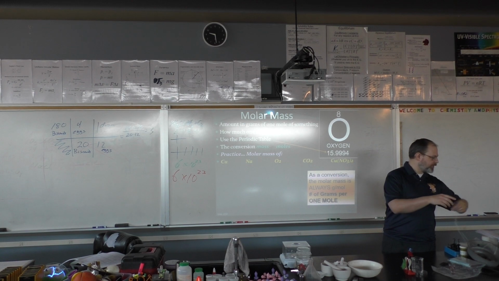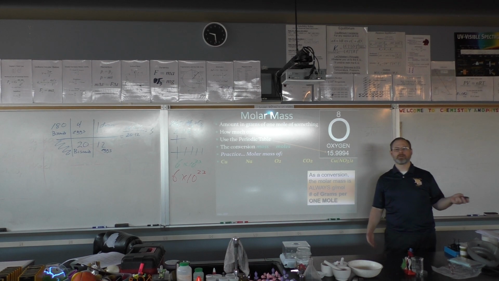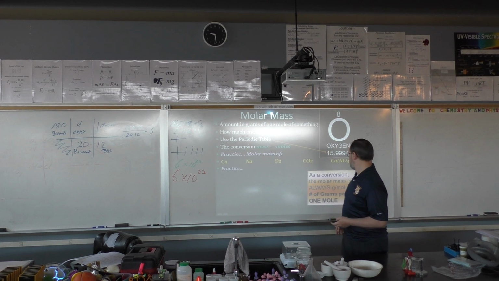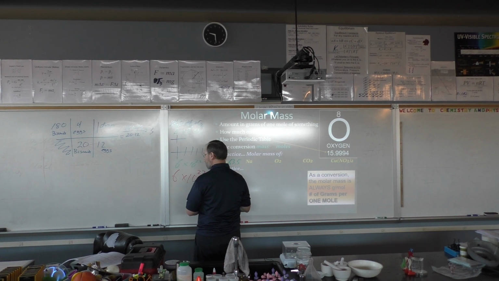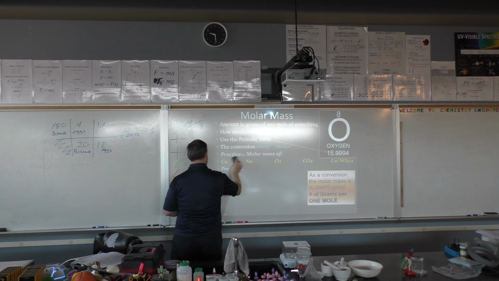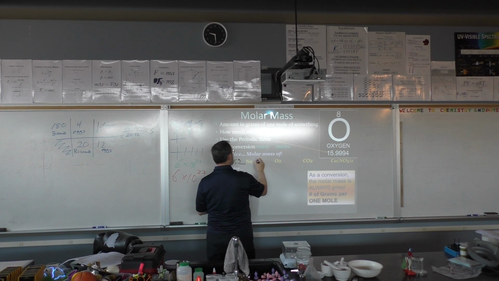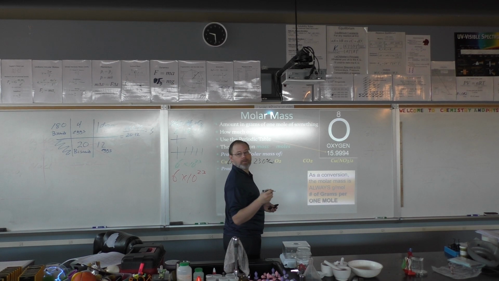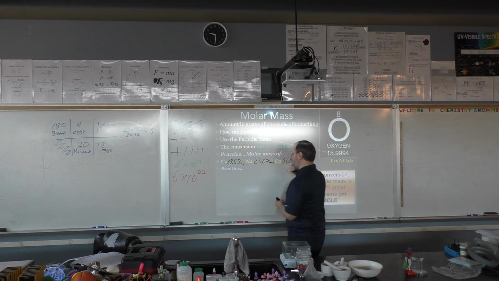So, just so the cobwebs come off, what's the molar mass of copper? 63.5. There I go, using green again. 63.5 gram per mole. And sodium? About 23.0 gram per mole. And the oxygen molecule? 32.0 gram per mole.